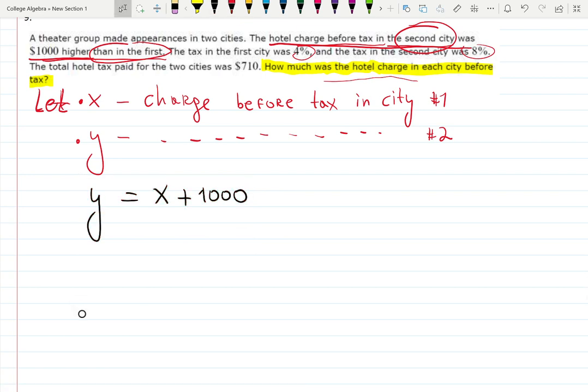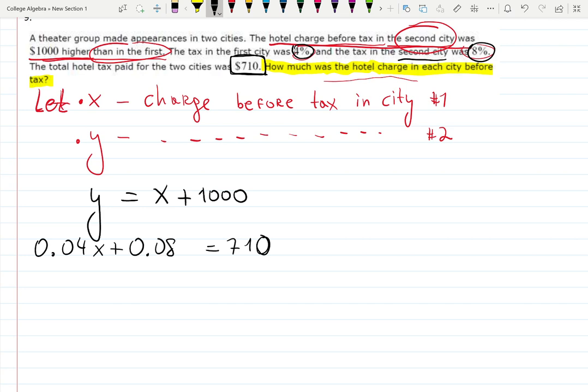Now, the second equation comes from this number. This number is in dollars. So I need to finally create the relationship using those percentages. It says that the first city, that's X, right, times 4% plus the second city times 8% will give me this 710 together. Okay, just don't mess up which percent goes where. 4% times X, that's 0.04X. Don't forget to divide by 100. 8% times Y, that's 0.08 times Y equals 710. And this is my system of two equations with two unknowns.